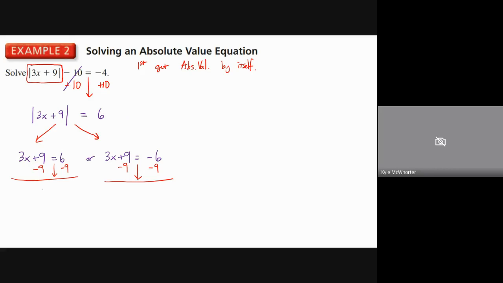So on the left side, we get 3x equals 6 minus 9, which is -3. On the right side equation, we get 3x equals -6 minus 9, which is -15. Then we're going to divide both sides by 3 on each equation and get our 2 solutions, because x is multiplied by 3, so we need to divide by 3.